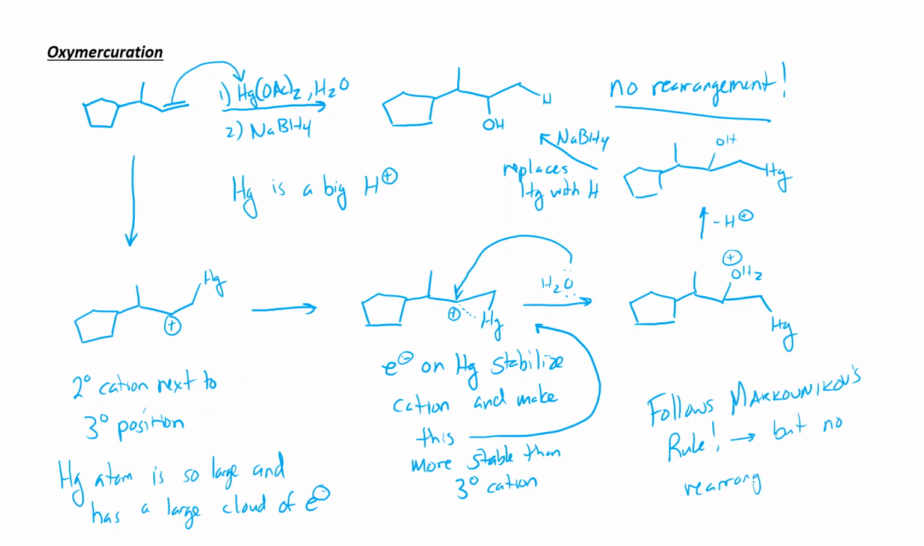So oxymercuration actually ends up being the simplest one where we can predict the products, because the oxygen will always go to the more substituted position of the double bond, the hydrogen will always go to the less substituted position of the double bond, and we never have to worry about rearrangement.